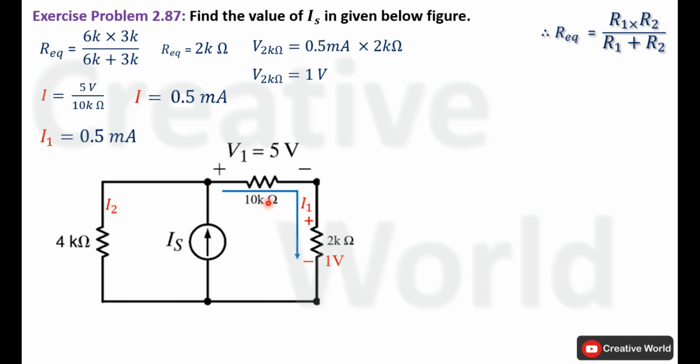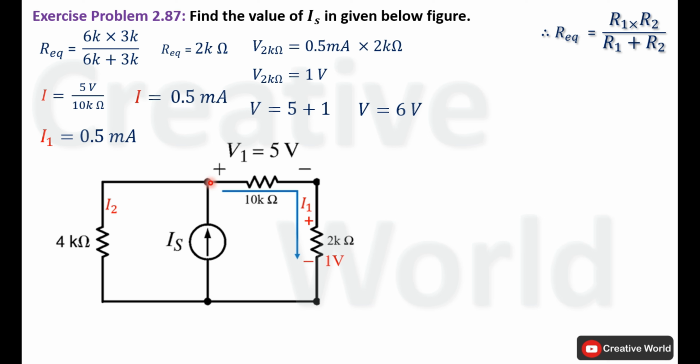Now we know the value of individual voltage across these two resistances, so their sum will be equal to voltage across this constant current source, and the same voltage will be appearing across the 4 kilo ohm resistance as well because of parallel connection. We are assuming voltage V is between these 2 points, and this voltage V will be equal to the sum of 5 volt and 1 volt. Voltage V will be equal to 6 volt.